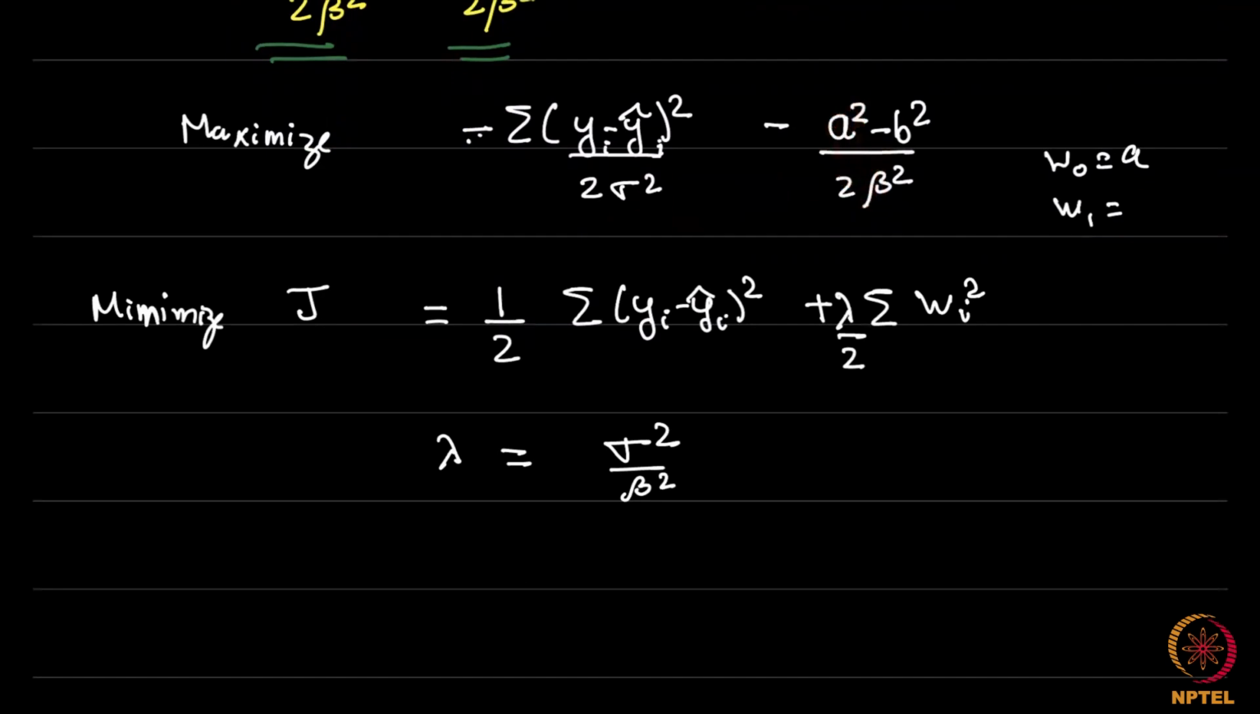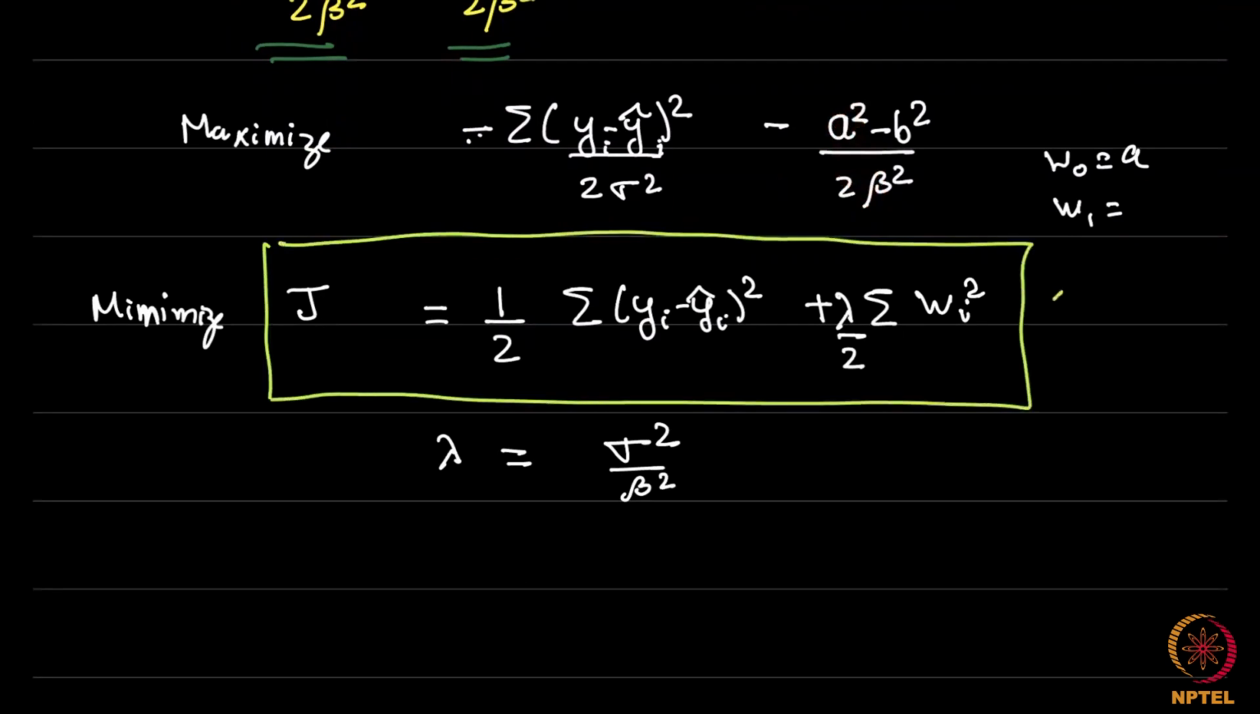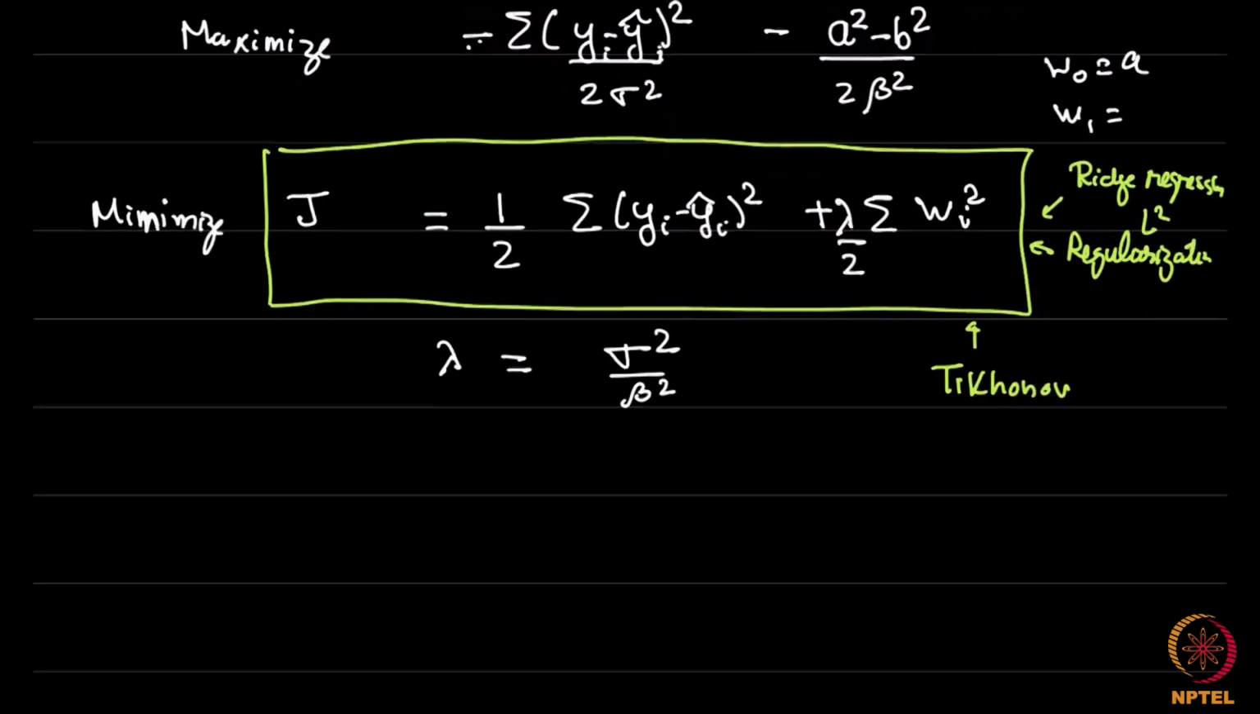Now, if you notice, this term is exactly what we had for what we call ridge regression or regularization. Remember, we called this L2 regularization. It was also Tikhonov. Okay, so we actually recovered the fact that Tikhonov regularization is the same as adding a prior.